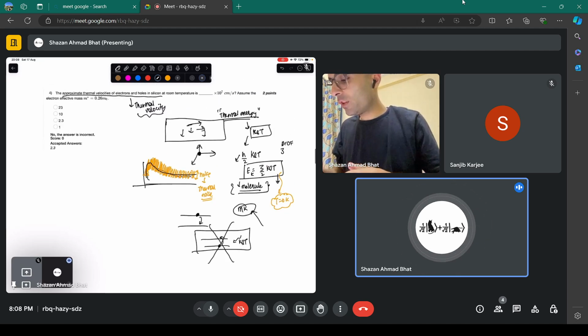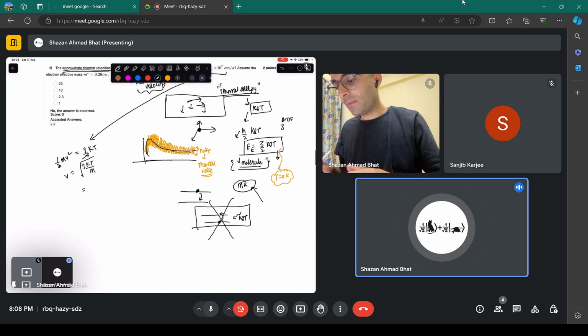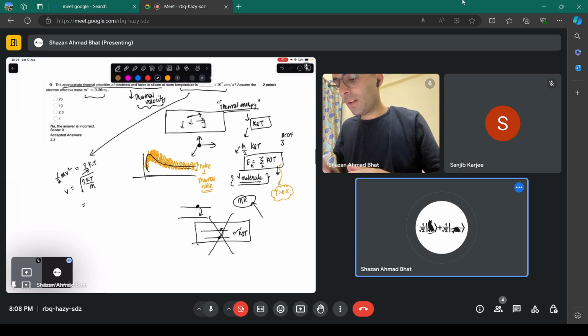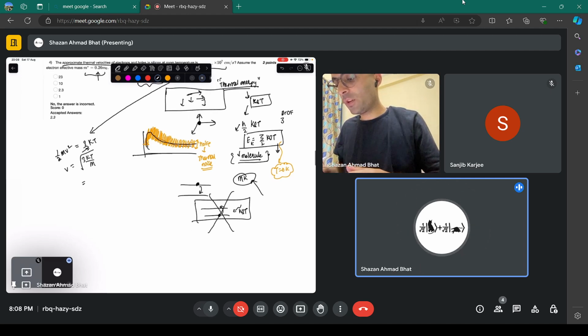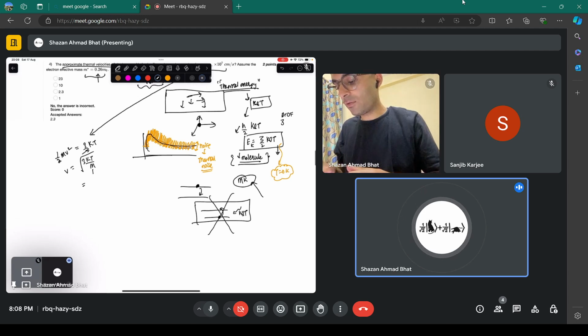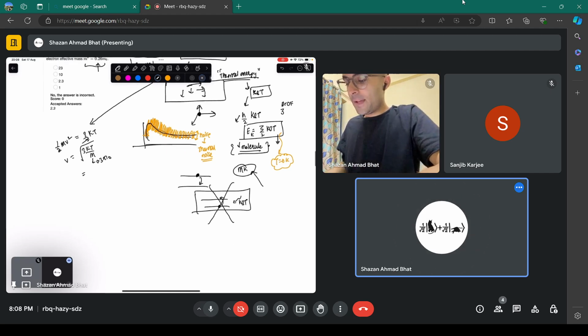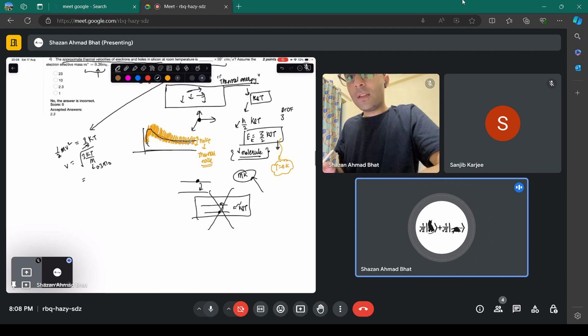Now, what the question is saying is that we need to compute its velocity. You know that if the kinetic energy is 3/2 kT, then you can write the velocity as the square root of 3kT divided by m. So now everything is given. The mass of the electron is 0.26 times, this is the effective mass, and you have to use this value, 0.26 times the mass of the original electron. So you have to replace this as 0.32 times the mass of the electron. And when you solve it, you get a value of approximately 2.3 × 10^7 centimeters per second. You see, this is the thermal velocity.